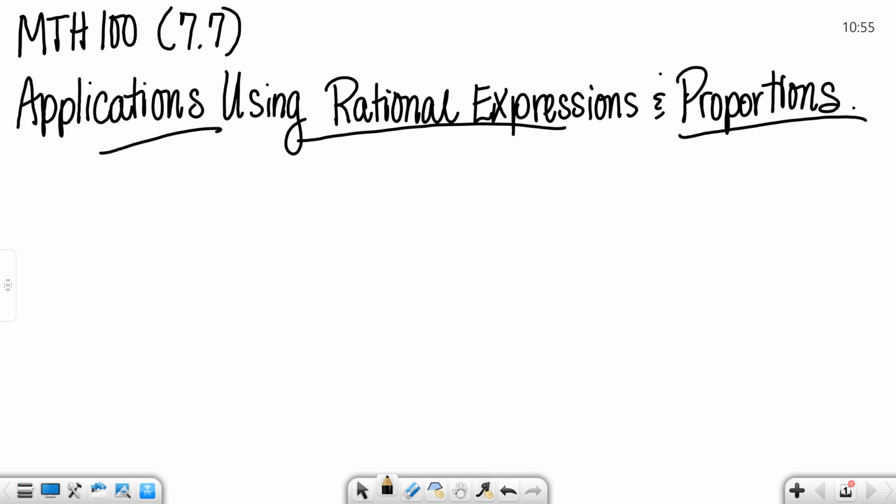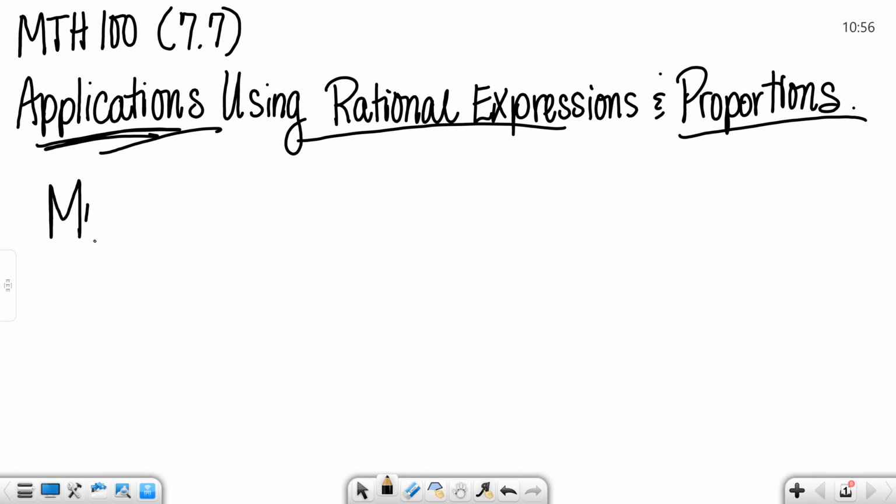Math 100 lesson 7.7 is applications using these rational expressions that we've been working on and using proportions. All right, so these are their word problems. Anytime you see an application, that means we are likely working on some word problems.